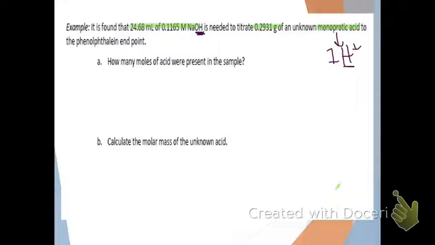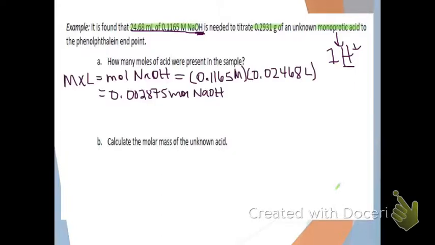That's because we titrated to that equivalence point, which again is where moles of H+ is equal to moles of OH-. So first we want to figure out how many moles of OH- we have. Well, we have our volume and we have our molarity. Molarity times volume will give us the moles of NaOH. So we end up having 0.002875 moles of sodium hydroxide.